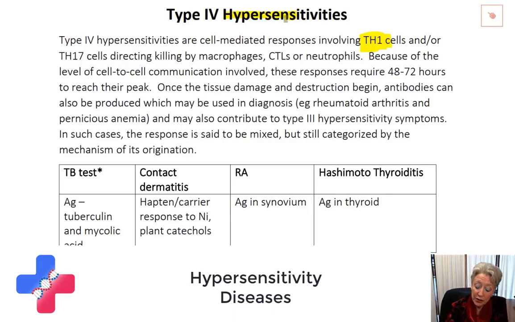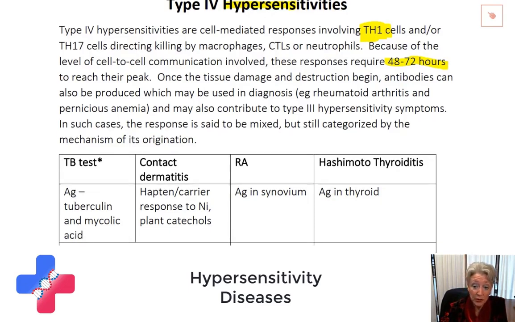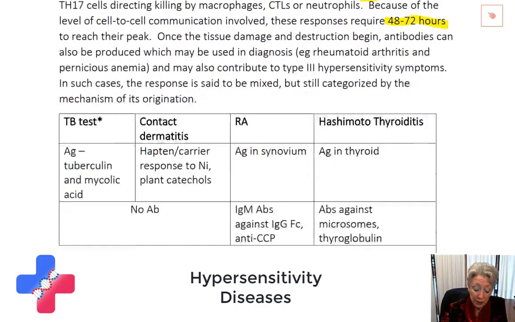Now, the reason for the timing, as I said in this case, is because it takes so long for cell-to-cell communication and activation and cloning and cytokine production to occur. So this is not a case where an antibody persists and is there then to cause problems subsequently.